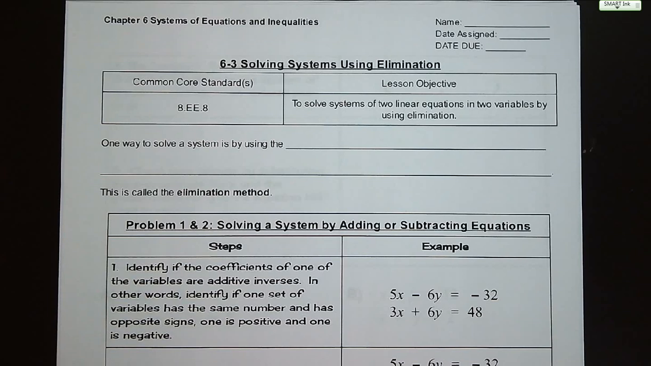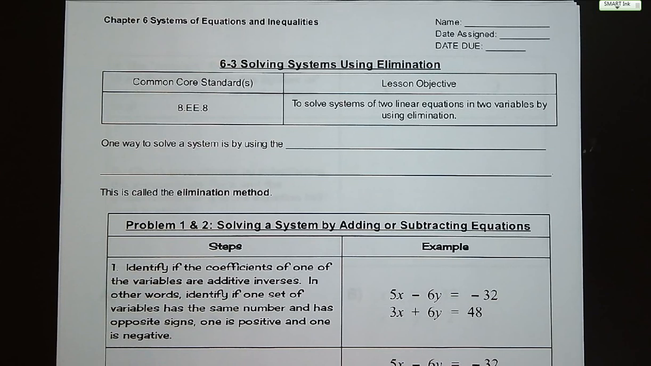Hi guys, welcome to lesson 6.3, solving systems of equations using elimination. Our objective for today is that we can solve systems of two linear equations in two variables by using elimination.